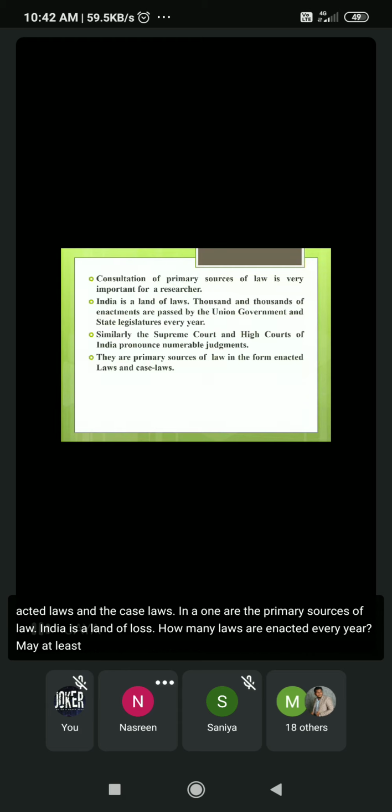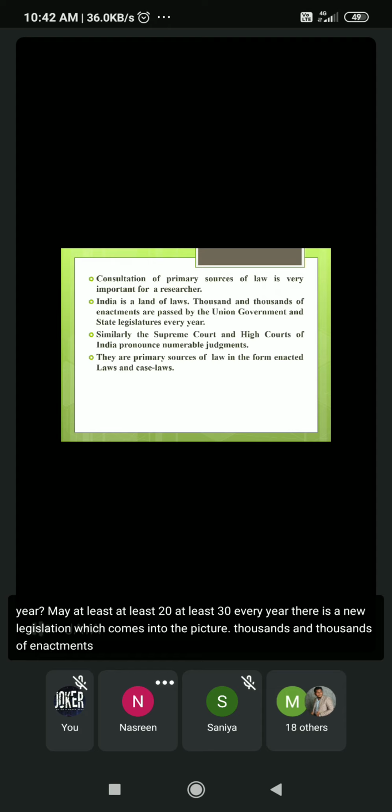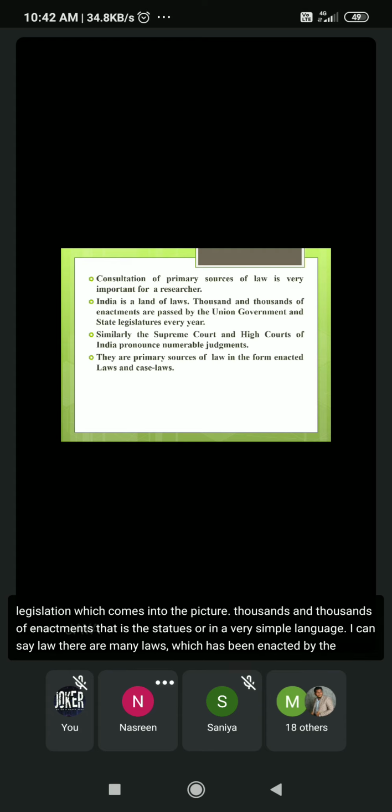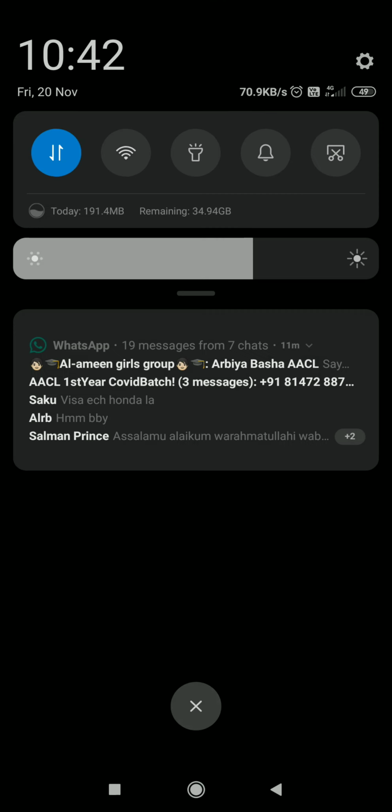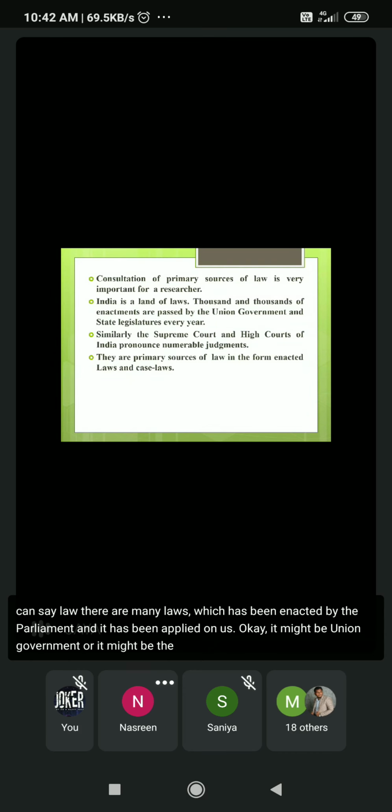At least 20, at least 30. Every year a new legislation comes into the picture. Thousands and thousands of enactments, that is the statutes, or in very simple language, law. There are many laws enacted by the parliament and applied on us. It might be the union government or the state government. They come up with a new legislation and try to adapt it on us.